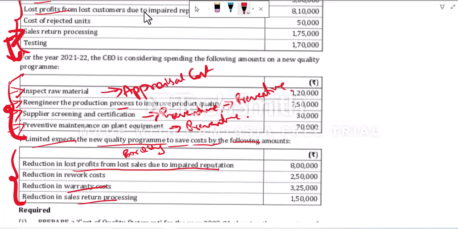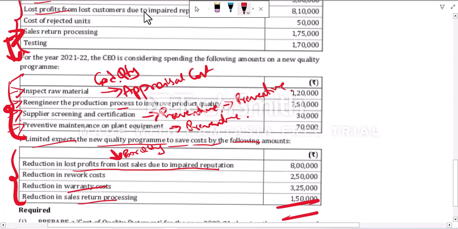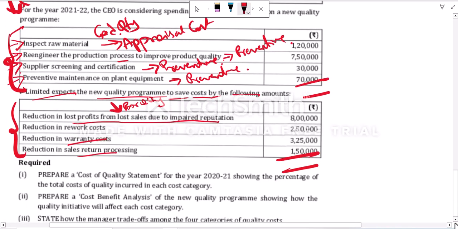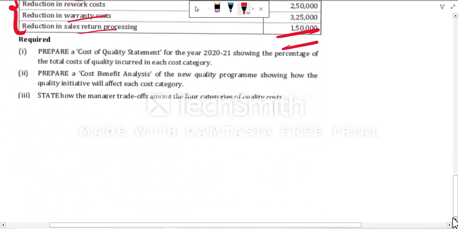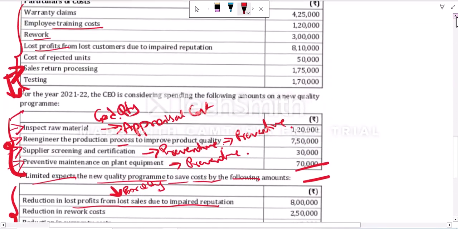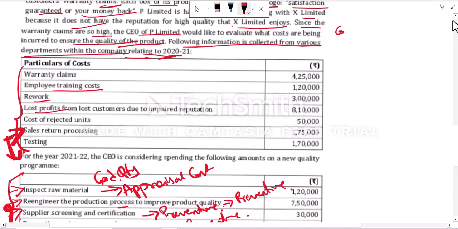So by incurring cost of good quality, cost of poor quality will be reduced. How much will they be reduced? This much. How much have they incurred? This much. We have to calculate that. So what they are asking here, first question: prepare a cost of quality statement for the year ended 2021 showing the percentage of total cost of quality incurred in each cost category. Okay, we should prepare the cost of quality statement.